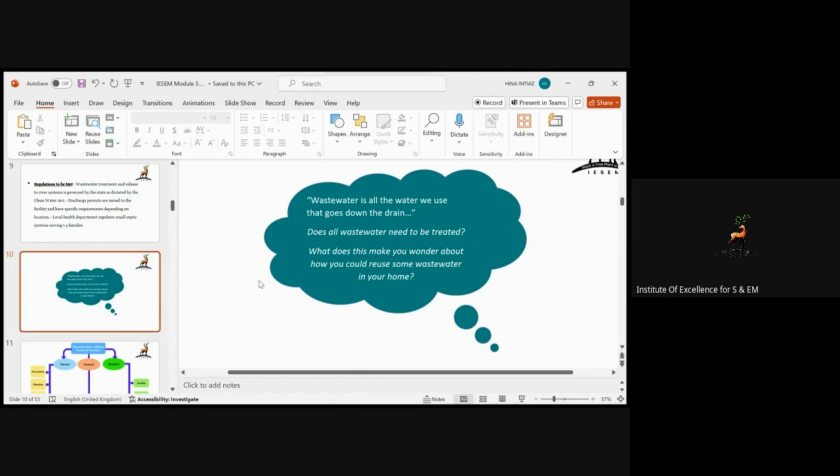So the answer to the first question is yes. We need to treat all the wastewater which has been generated by any industry or by any municipal area. And the second is yes, you can use that water in other activities like washing purposes or for irrigation purposes.